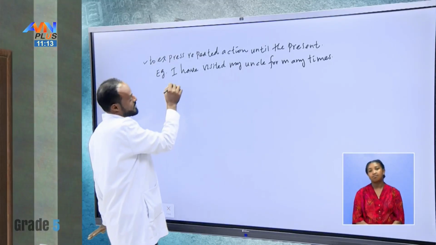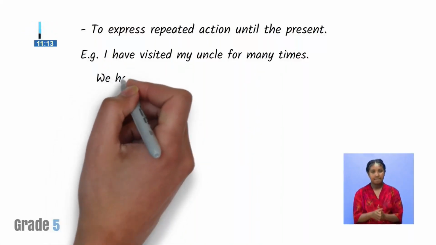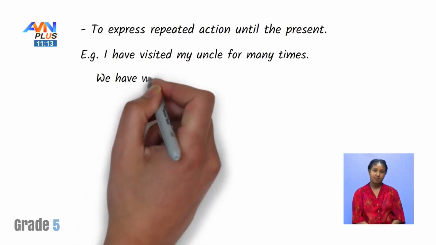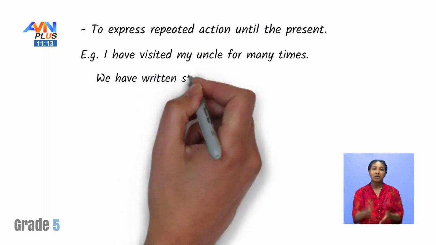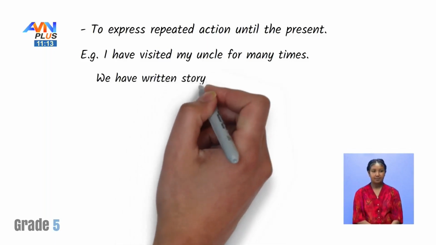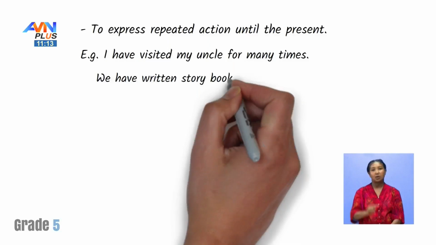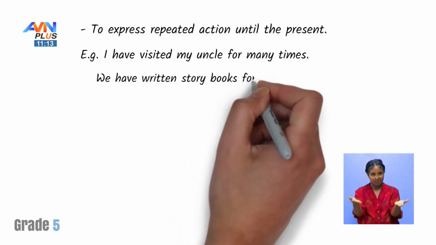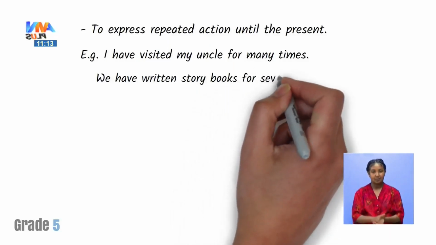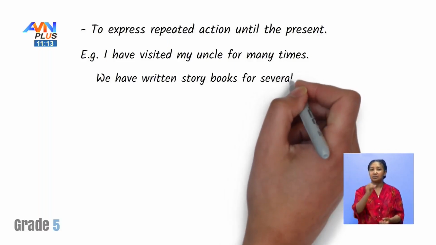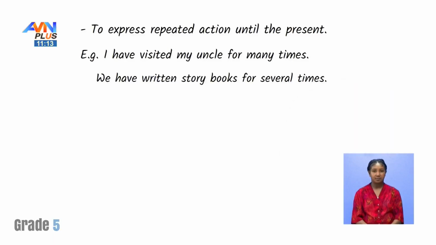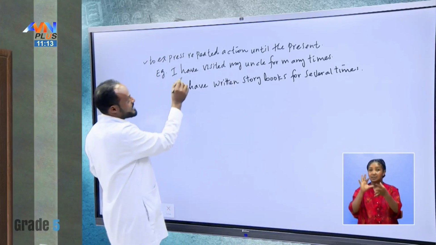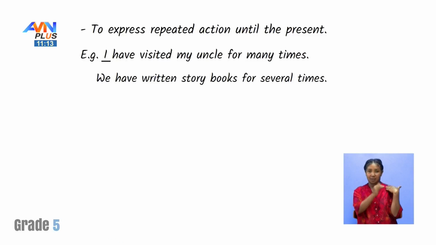And maybe you can say another example. We have written storybooks for several times. Here, in this sense, still we're using what? Subject is here, have plus verb 3 is here.